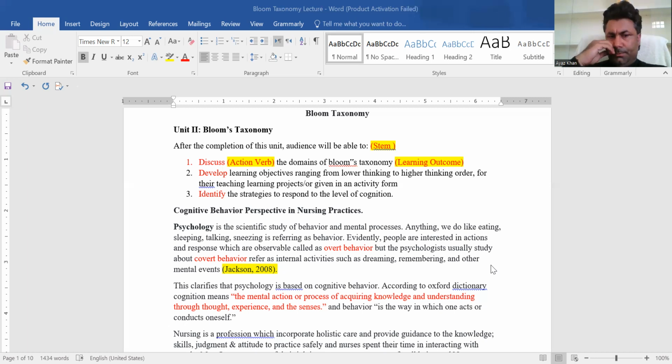In order to start the session about Bloom's taxonomy, first, it is necessary to give a brief background about the cognitive behavior perspective in the nursing practices, and later on we will discuss the other objectives step by step.